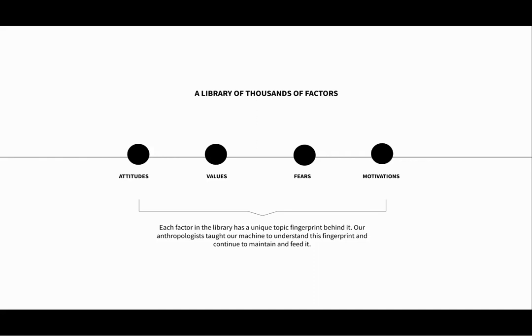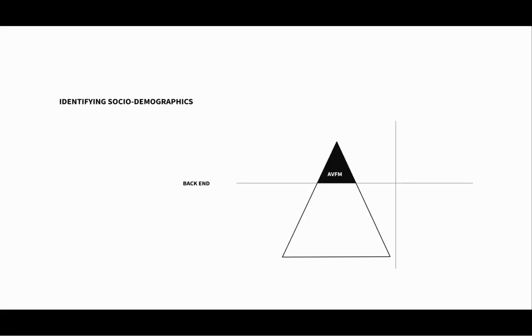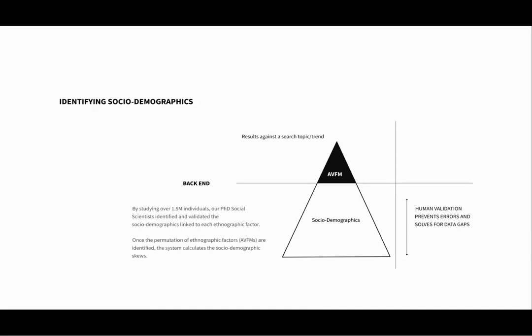Now, in order to identify and build this library of factors, we embarked on this massive project. Back in the day, we thought we were doing this in order to write a book and do TED Talks and travel the world. It was an academic exercise, but over the course of a few years, we studied over 1.5 million individuals in the United States alone. And our PhD social scientists, who were working with me out of the joy of working on this, discovered and built this finite but evolving library of ethnographic factors.